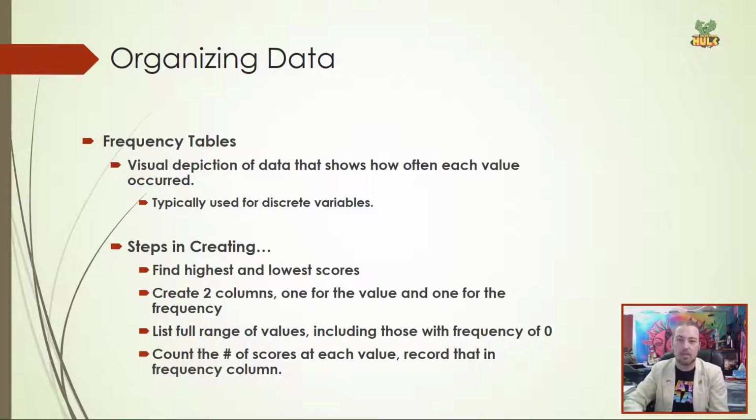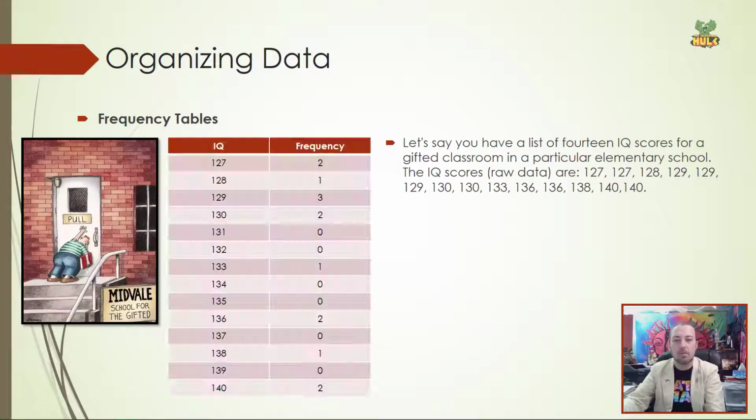This is just the steps of creating it. Basically, you find the highest and lowest scores, you create two columns, you list the full range of values, and put the scores for each value. I think it's easier to go through these steps using the example itself. Okay, so you can just come back to this if you forget the steps.